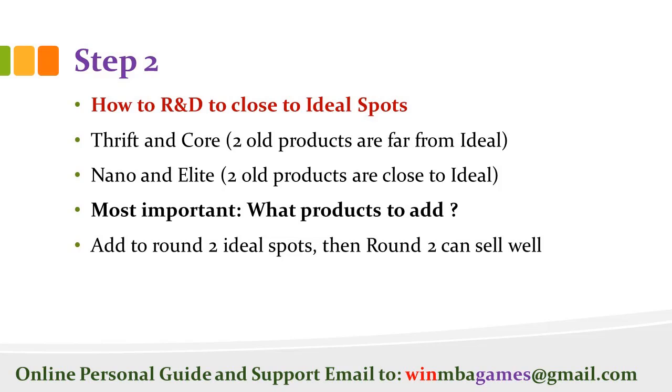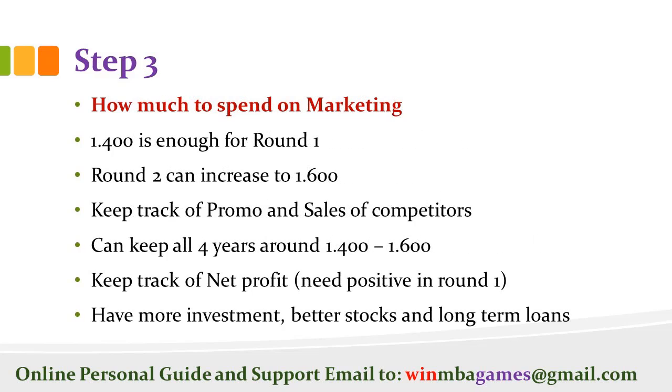So to pass the game, very important, after step 1, we create the Excel file and use the market and industry conditions to set different strategies. You see that in part 1 of the video. And in step 2, we find how to R&D our own products close to the ideal spot. Sometimes it takes a few years; sometimes we can take a product right to the ideal spot of each round. Trip and core often take longer. Nano and elite often go right to the ideal spot. So trip and core are quite a bit more difficult to update to the ideal spot, but nano and elite are quite easier.